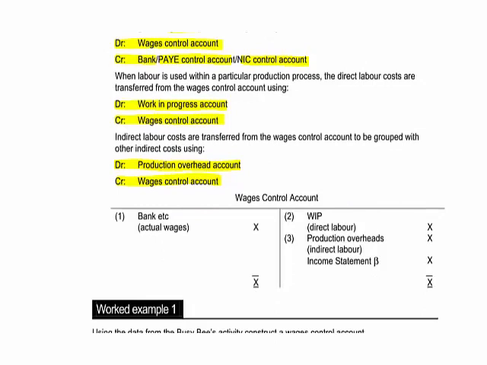You can see here that we've got a summary of what the wages control account will look like. We're going to have the amount that's being paid as a credit to the bank and the PAYE and the National Insurance accounts. That'll be the actual wages, and then it will get split out amongst work in progress and production overheads, work in progress being the direct labour costs and production overheads being the indirect. And any balancing figure there will go to the income statement.